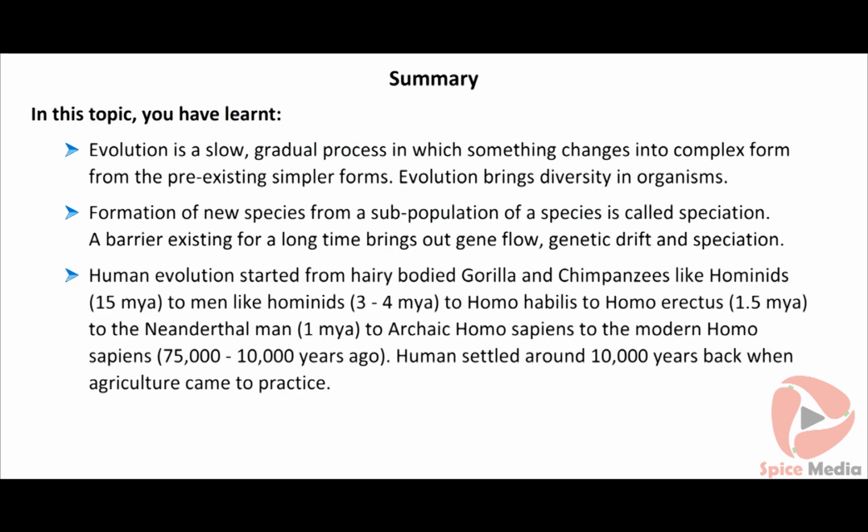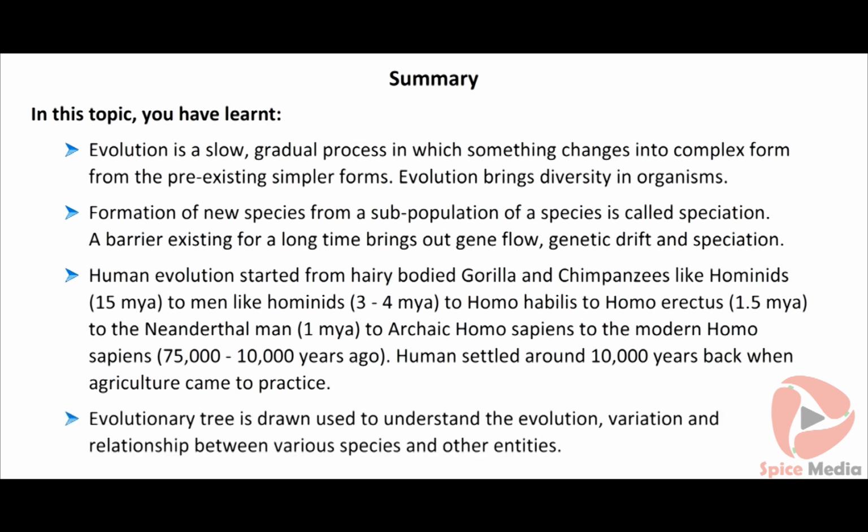Human evolution started from hairy-bodied gorilla and chimpanzee-like hominids 15 million years ago, to man-like hominids 3 to 4 million years ago, to Homo habilis, to Homo erectus 1.5 million years ago, to the Neanderthal man 1 million years ago, to archaic Homo sapiens, to the modern Homo sapiens 75,000 to 10,000 years ago. Humans settled around 10,000 years back when agriculture came into practice. An evolutionary tree is drawn to understand the evolution, variation and relationship between various species and other entities.